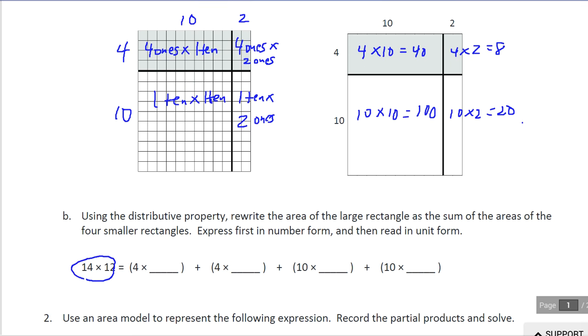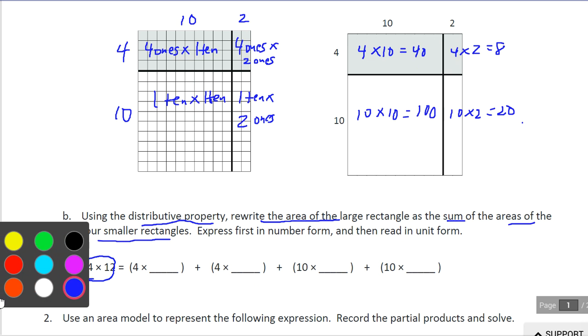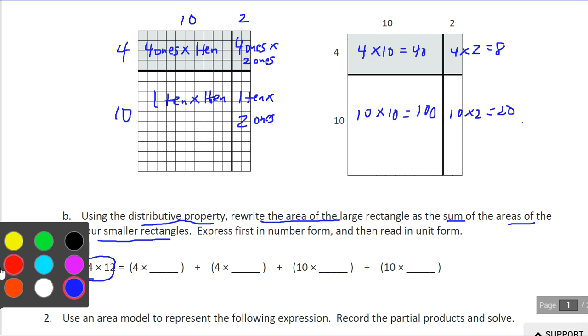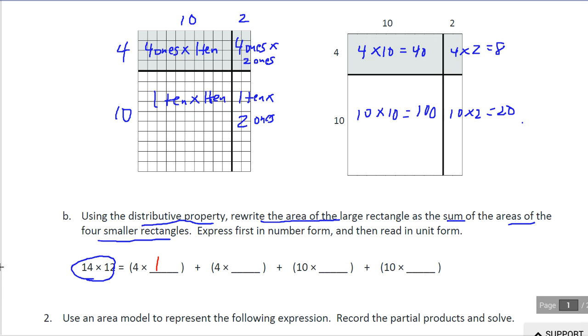This is really the expression there, 14 times 12. So what does that equal? Let's look above. We're going to use the distributive property now, and rewrite the area as the sum, that's addition, of the areas of the four smaller rectangles. Let's do that. For 14, we're going to do 4 times what? I see a 4 times 10, and I see a 4 times 2. So let's rewrite it that way.